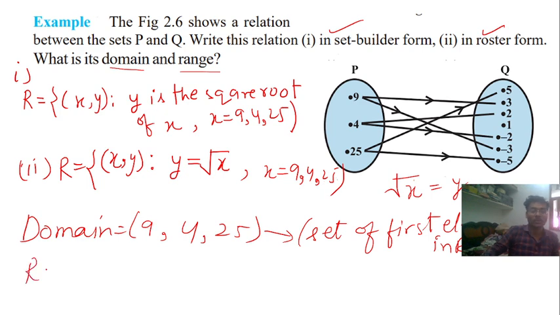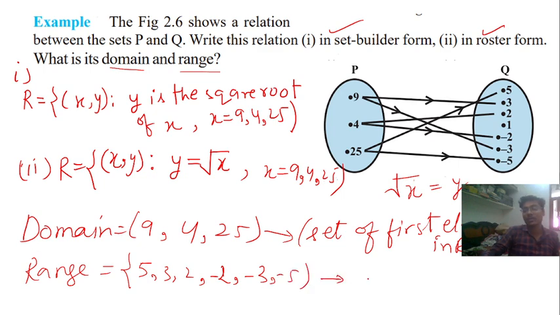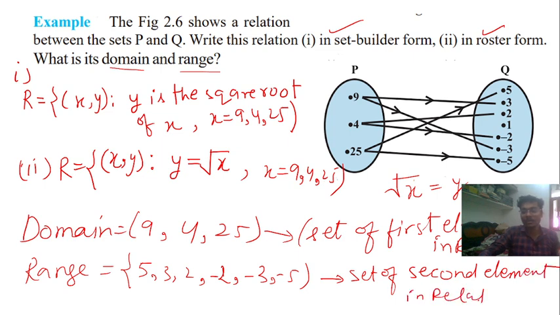Okay, now what is range here? So range is where the arrow lands: 5, 3, 2, minus 2, minus 3 and negative of 5. So this is the range. Range is the set of second element in the relation R. So these are two different things from the same perspective. Okay, this is our example number 2.